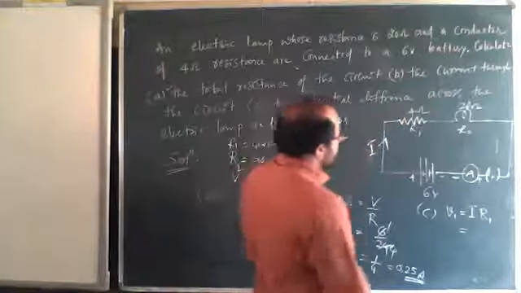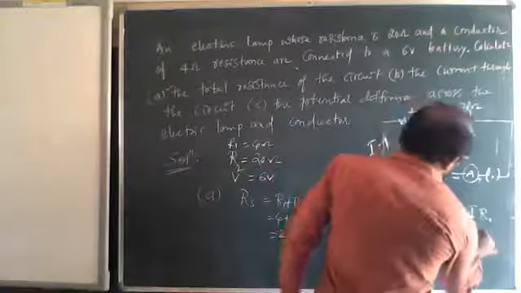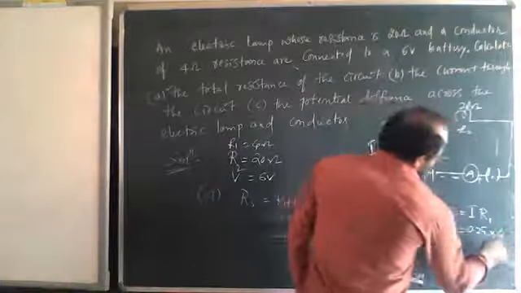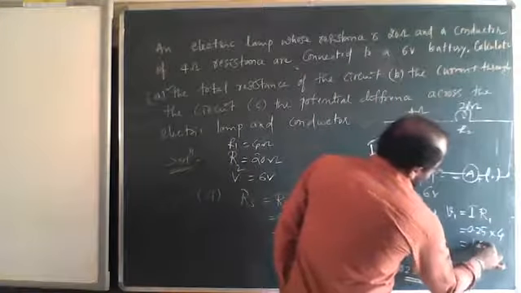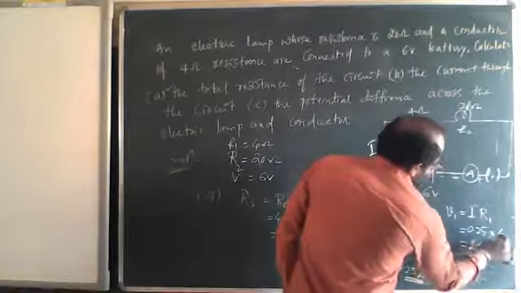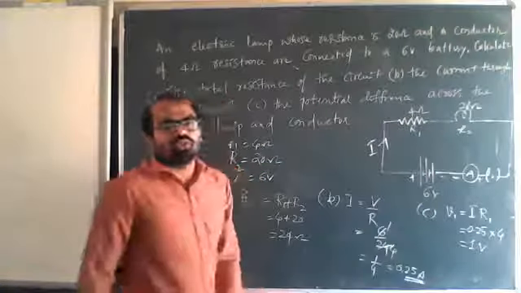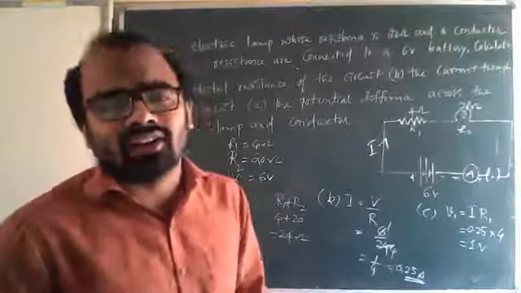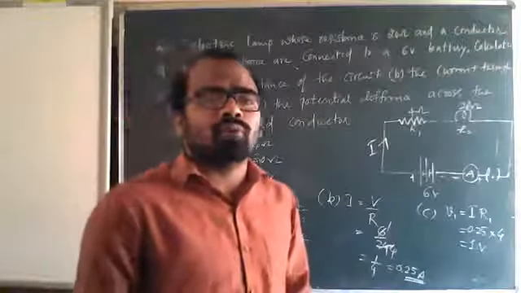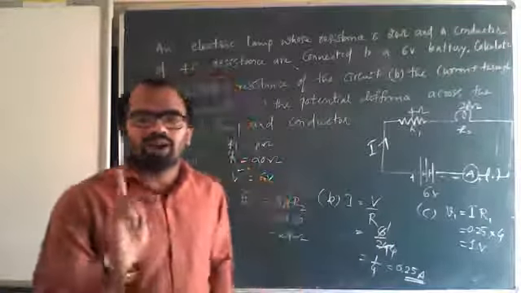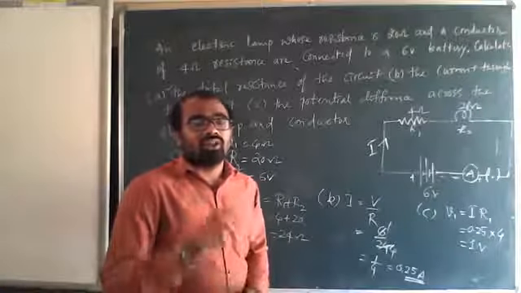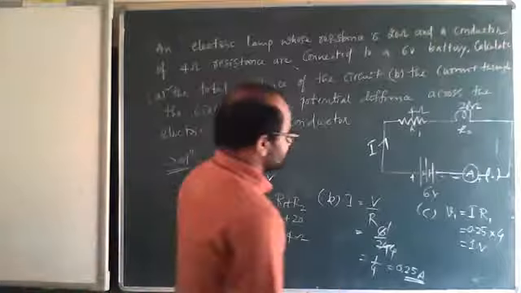So IR1 means, we have got I as 0.25. R1 means how much we got? 4. 4 into 0.25 is 1 volt, isn't it? 0.25 into 4 is 1.00. That means it is 1. You have to take it as 1 volt.